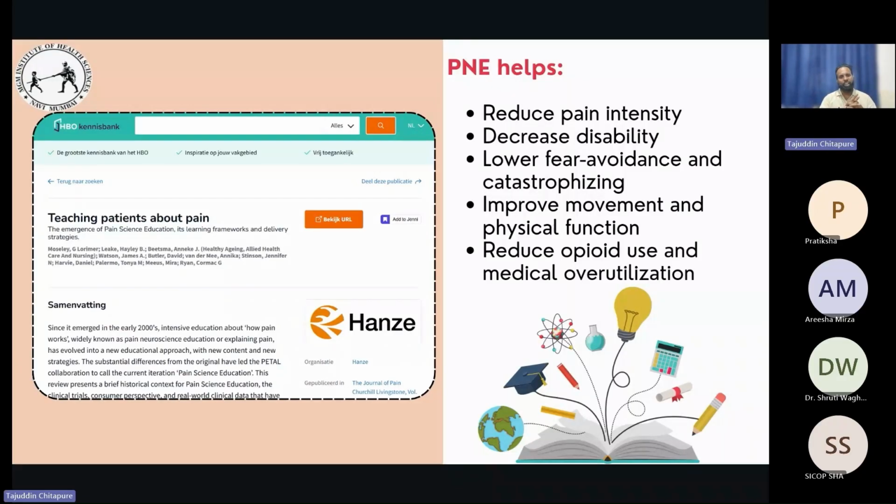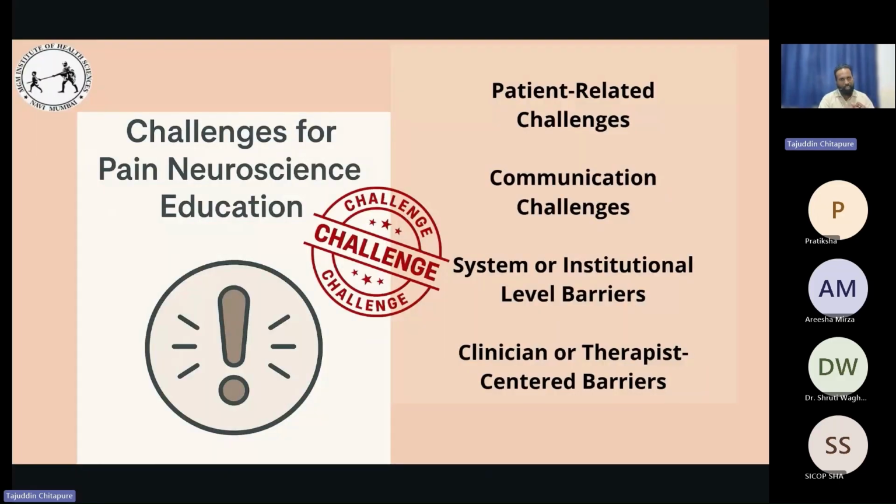But there are challenges in applying PNE: patient-related challenges, communication-related challenges, institutional-level barriers, and clinician or therapist-centered barriers. So the patient may resist the new model, right? You must have seen patients wanting quick fixes. No one wants to listen to a boring lecture, but you need to educate the patient properly on why it is important in their case. For that you need to find out the factors, right? Communication is also important. A communication gap may confuse rather than give clarity, right? The system may not allocate time for education, right? We'll see one by one.